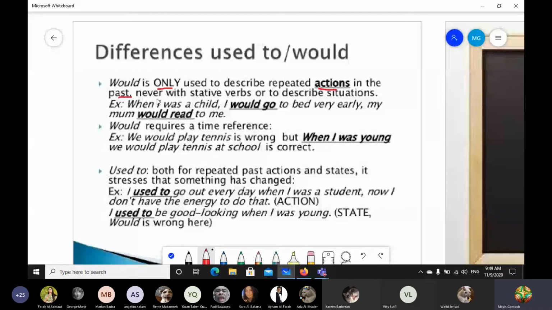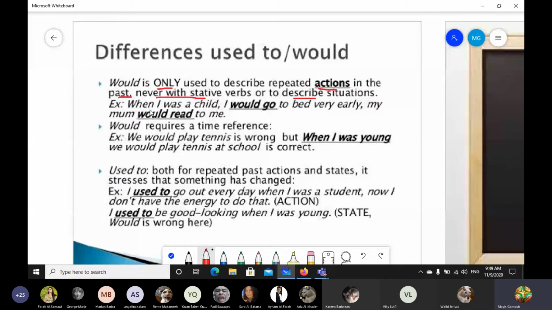Never with a state of verbs. معناته هنا used to or to describe situations. معناته هنا would ما بستخدمها مع الستيت بس بستخدمها مع الأكشنز. يعني ما بستخدمها مع الأحوال، إنه هاي الحالة مع stative verbs. I just use it with actions and not states.